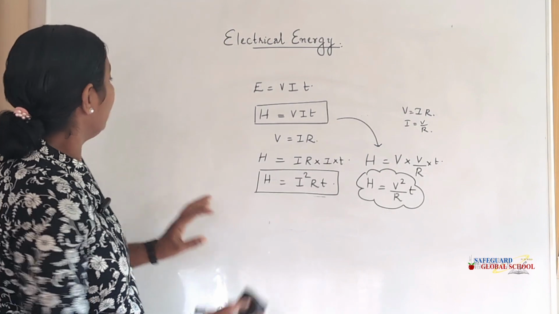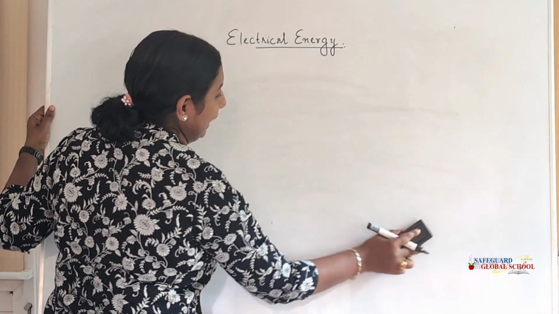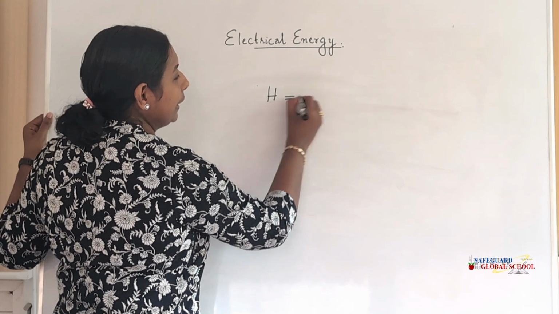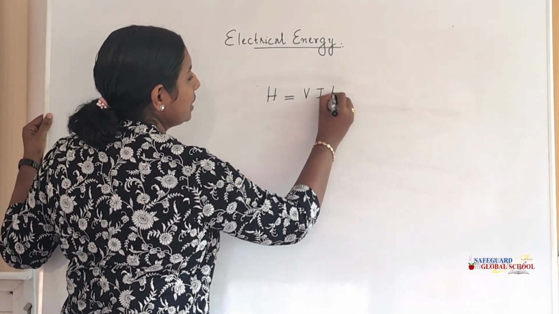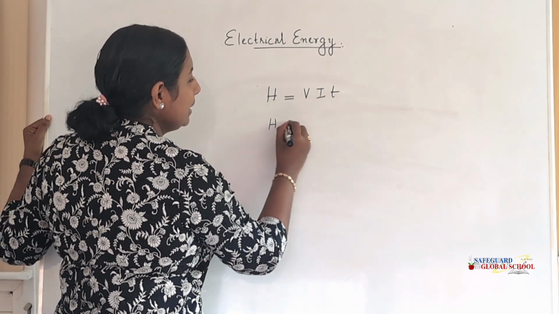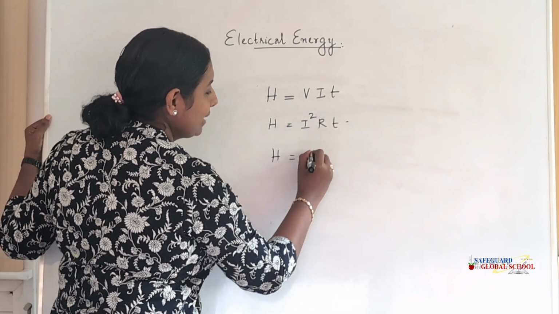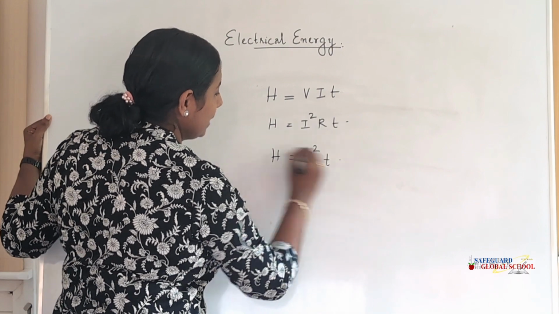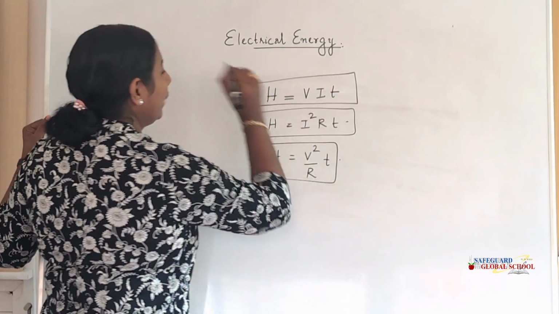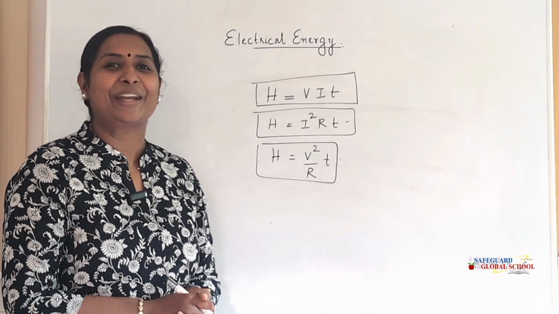So once again, we will sum up the relations. Children, for the heat energy produced or the electrical energy expended by a battery, which are the three relations? H is equal to V into I into T. Heat is equal to potential difference into current into time. H is equal to I squared RT. And H is equal to V square by R into T. These are the three relations that we must use during a numerical analysis to find out heat, depending upon which factors are given to you.